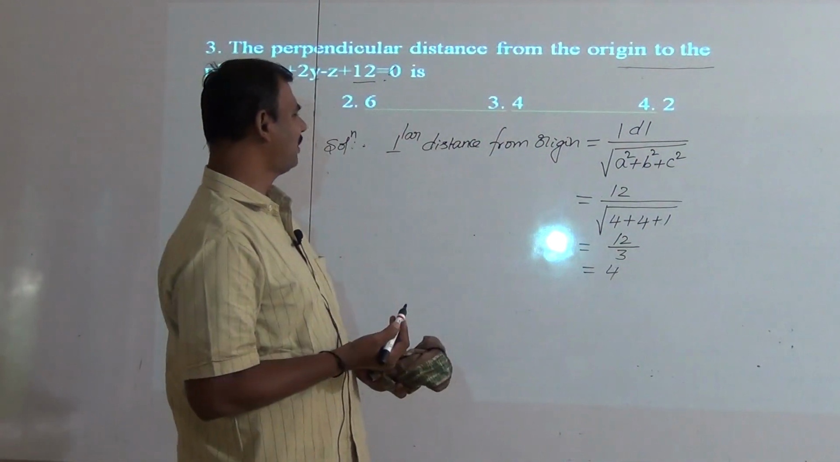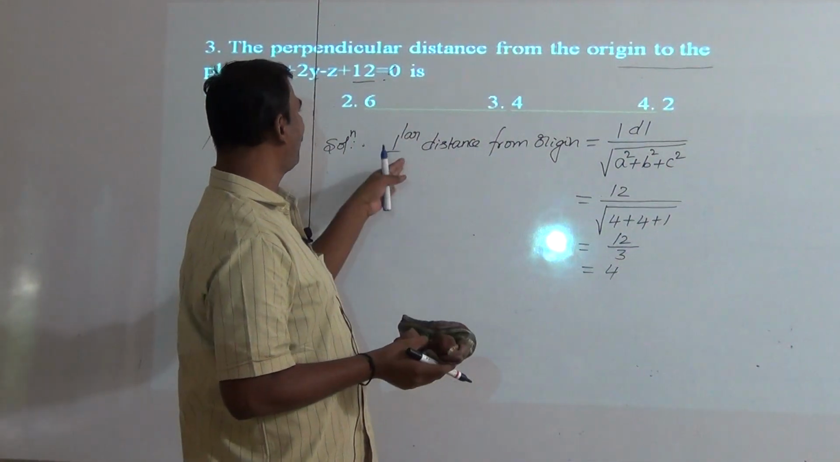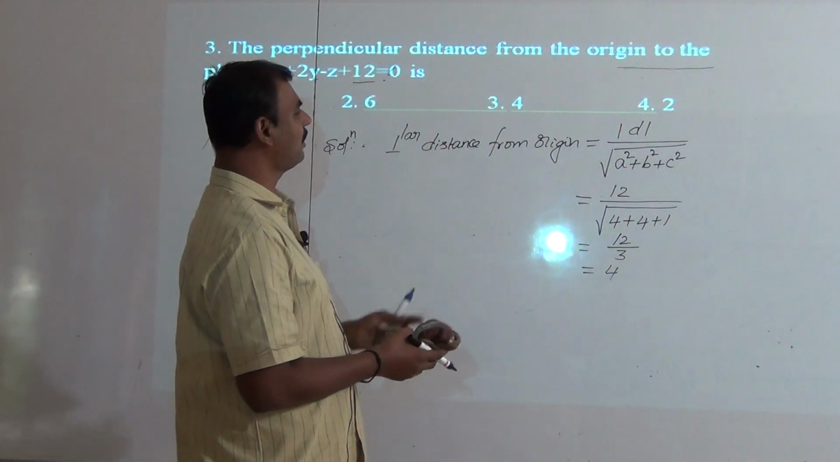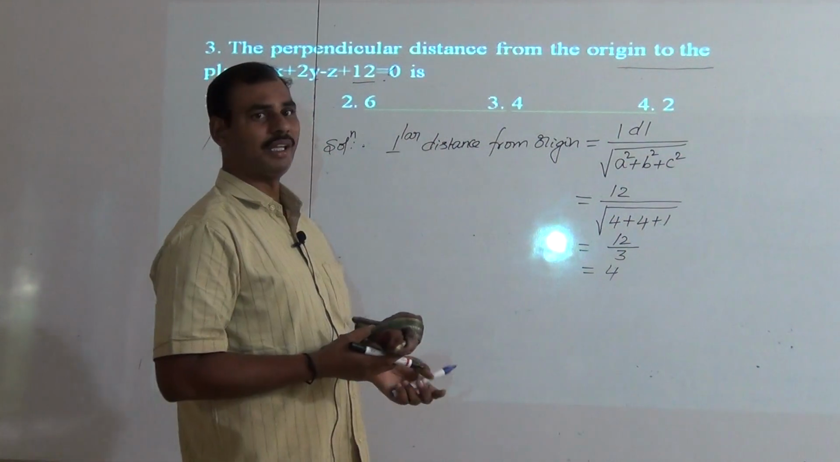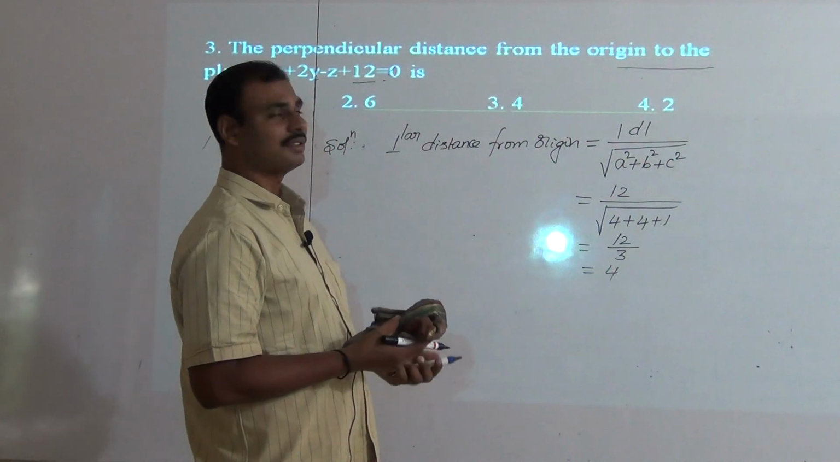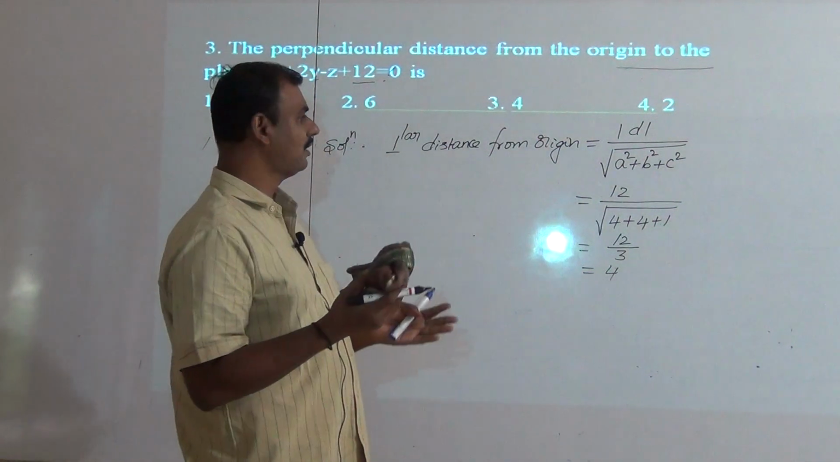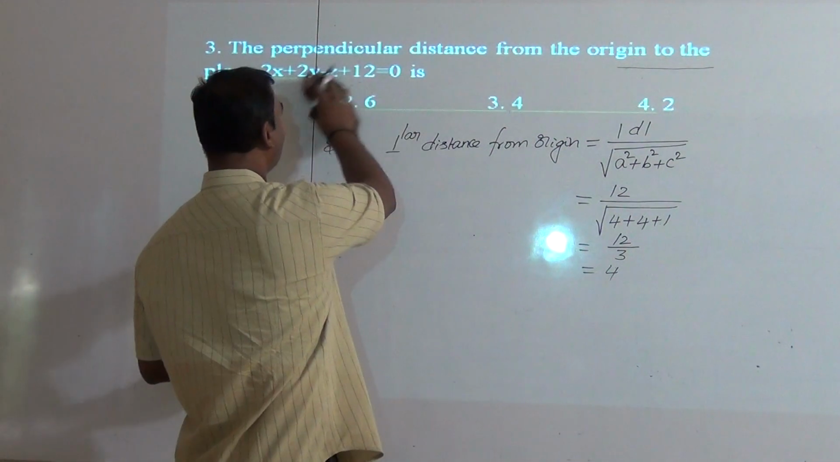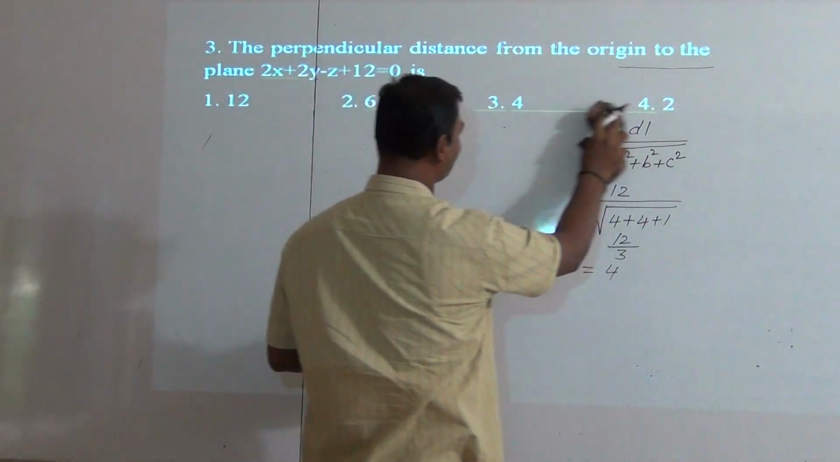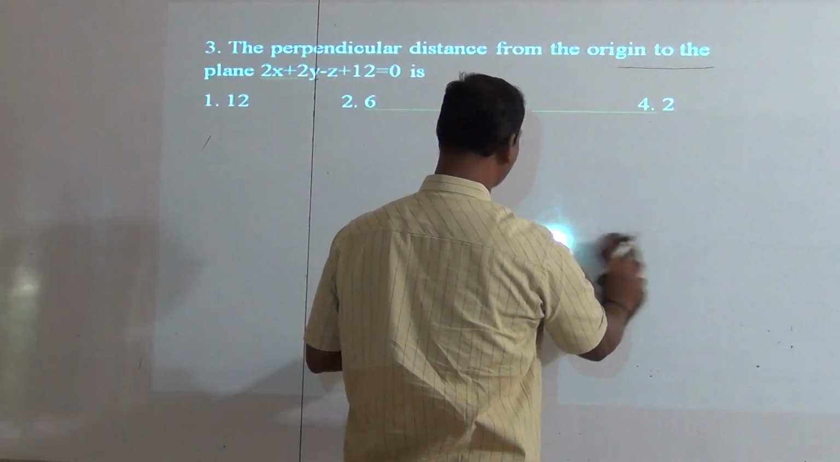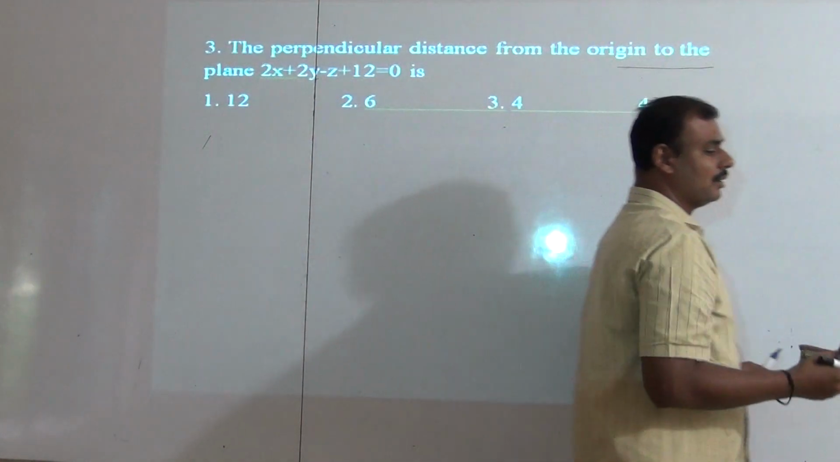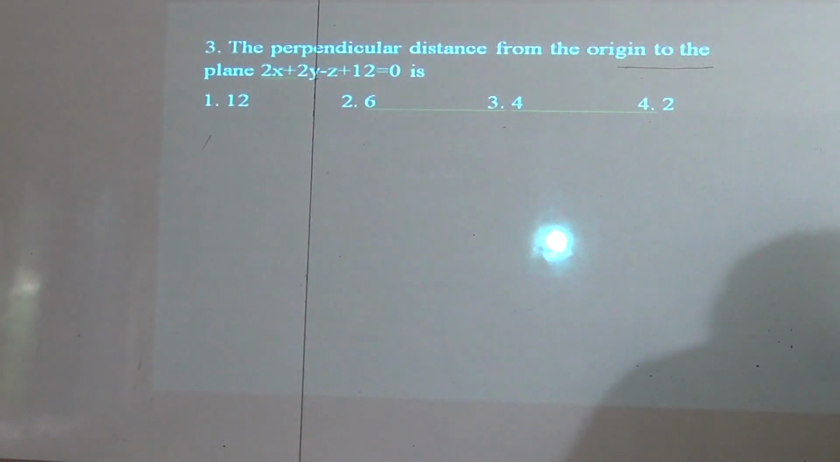So this much is enough. For questions at CET level, we have to do them in 10 seconds, 20 seconds, 30 seconds, maximum 1 minute. That is how we have to solve the questions. Shall we go to question number 4? So what is question number 4?